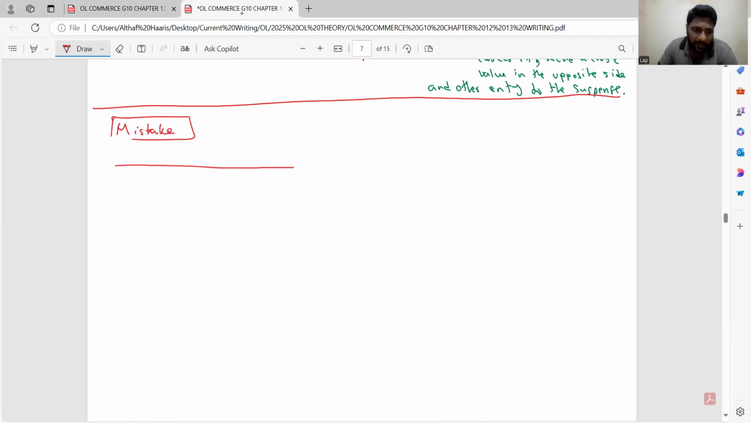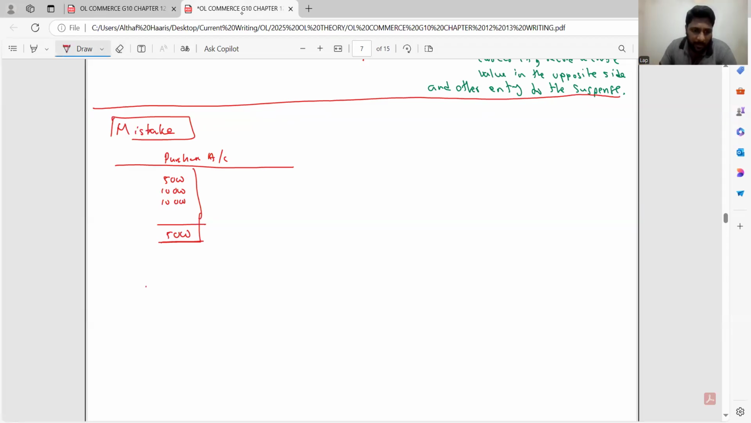So we'll assume this is the purchase account. Here you have a 5,000. I'm just taking these numbers. A 10,000, another 10,000. Here you have a total of 25,000. But mistakenly what you have done, you have totaled it as 5,000. Then you have taken it to the trial balance.